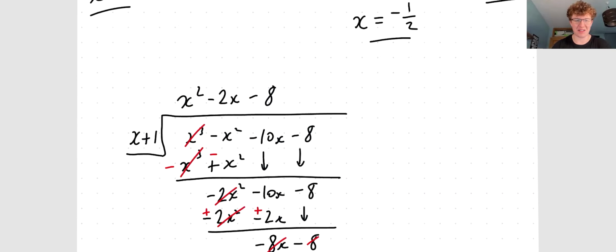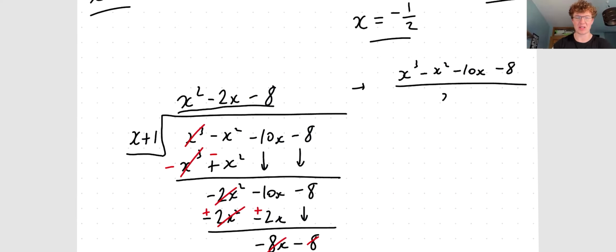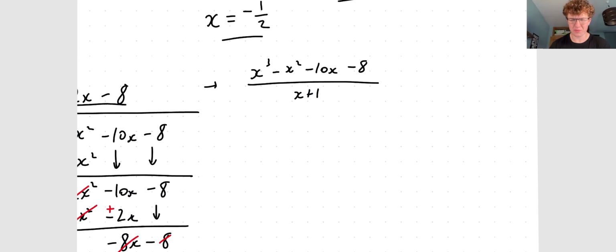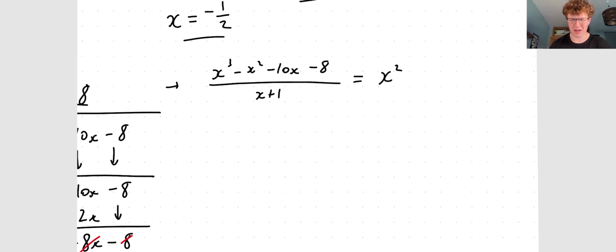So now this is our answer. We have that x cubed minus x squared minus 10x minus 8 divided by x plus 1 is equal to x squared minus 2x minus 8.